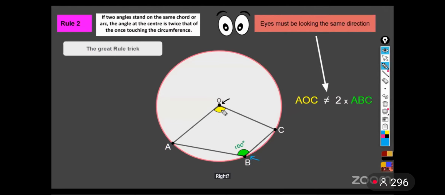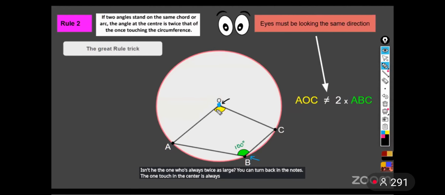So the one touching the center, that's this guy. He is the center guy. Isn't he the one who's always twice as large? You can turn back in the notes. The one touching the center is always twice as large. So naturally, you will say 200 because 200 is twice as large as 100. I mean, technically, that is what I kind of told you.